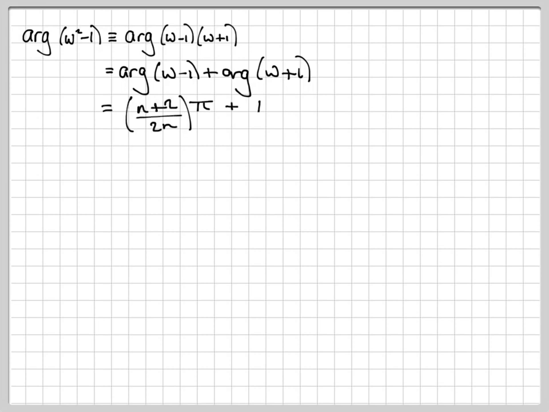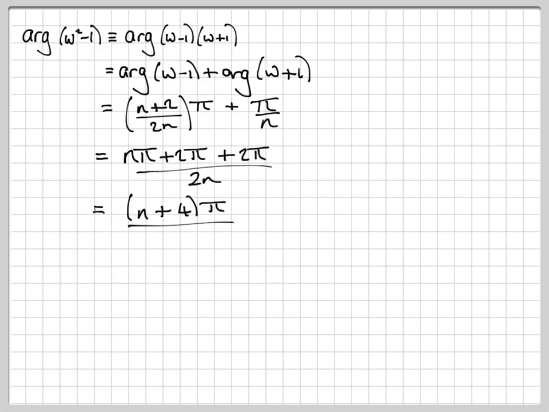That makes the rest of the problem very easy, because all I now need to do is look at my previous work, find out what the arguments were, and add them together, and that gives me this final result you see on the bottom. So (n plus 4) times pi, all divided by 2n.